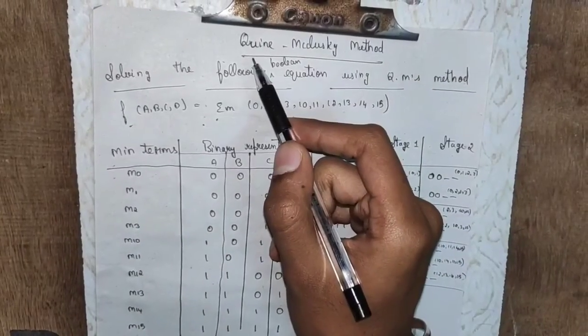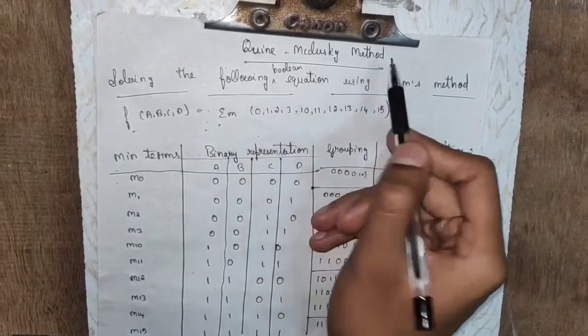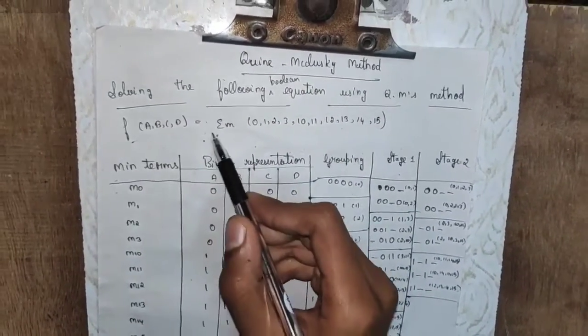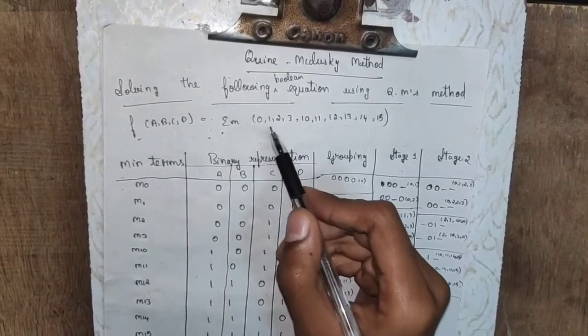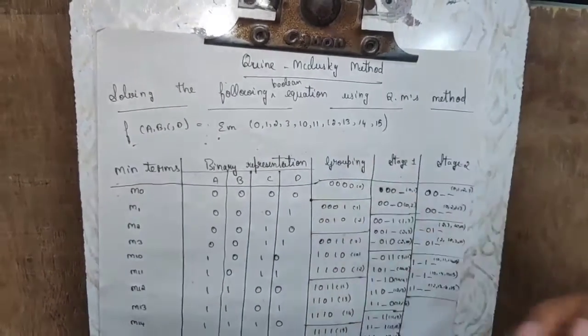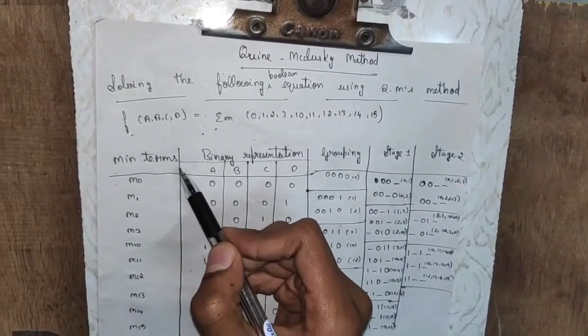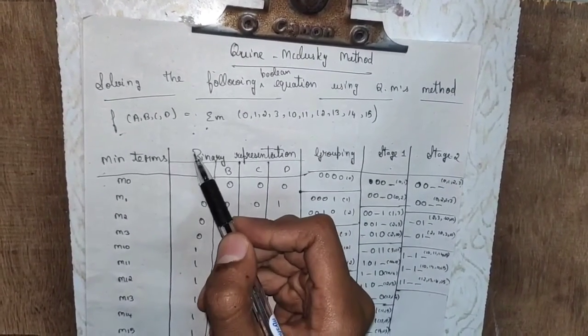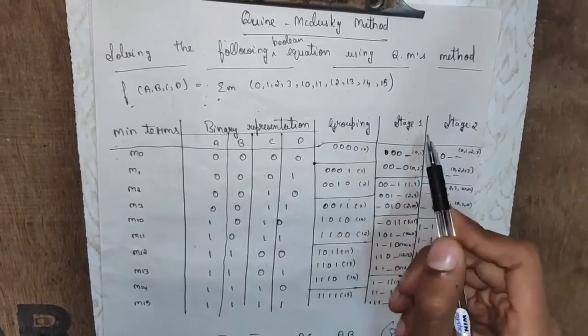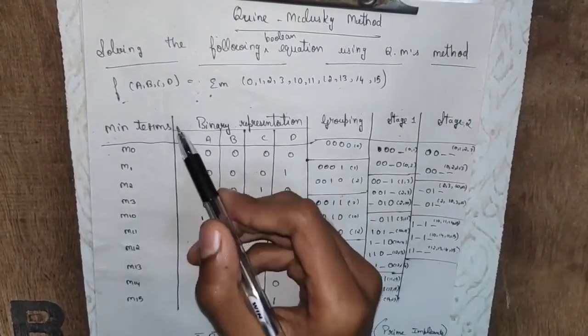So now we will solve a problem regarding the Quine-McCluskey method. So the question is as follows. F of ABCD is equal to summation m of 0, 1, 2, 3, 10, 11, 12, 13, 14 and 15. So according to the question, we can write the table as follows. Minterms, binary representation, grouping, stage 1 and stage 2.